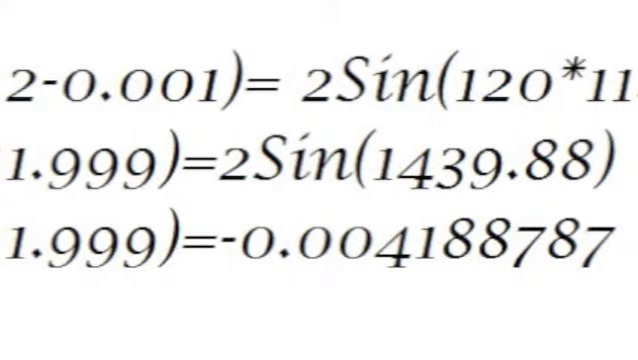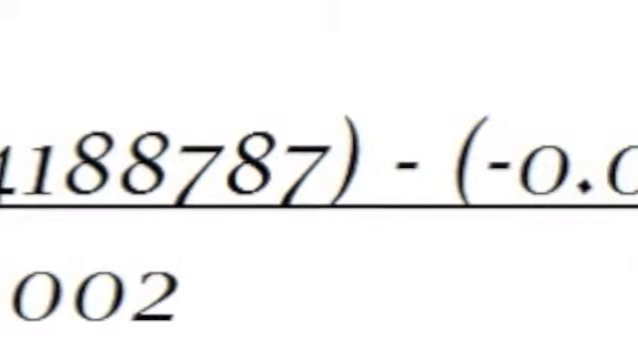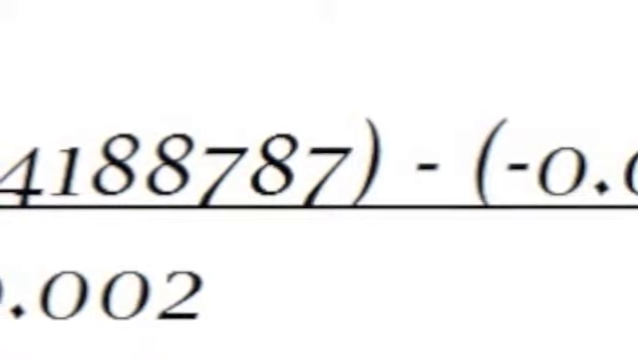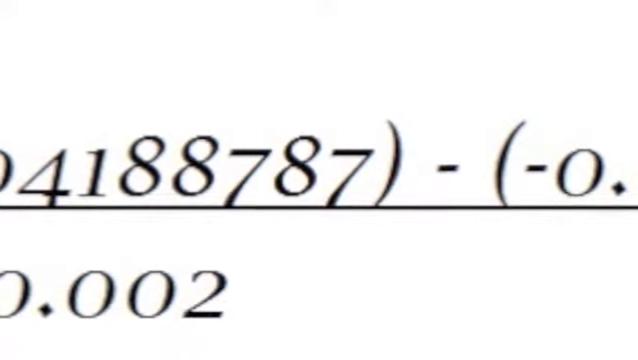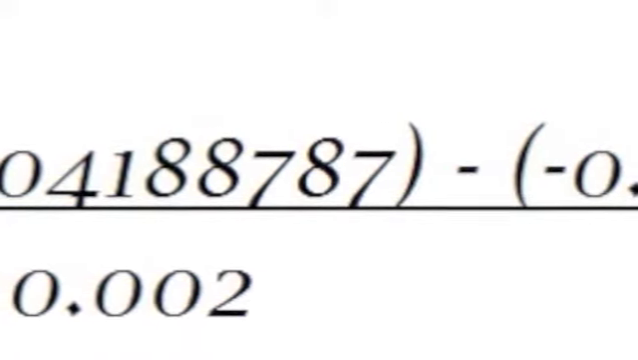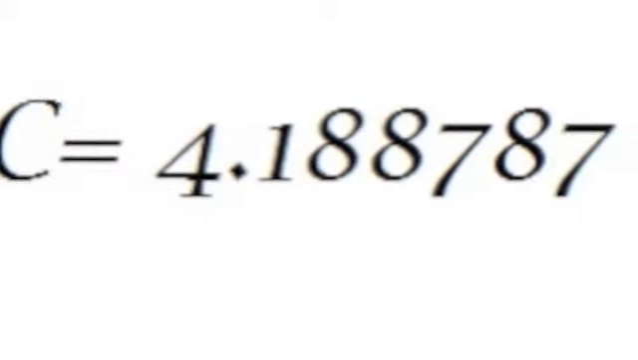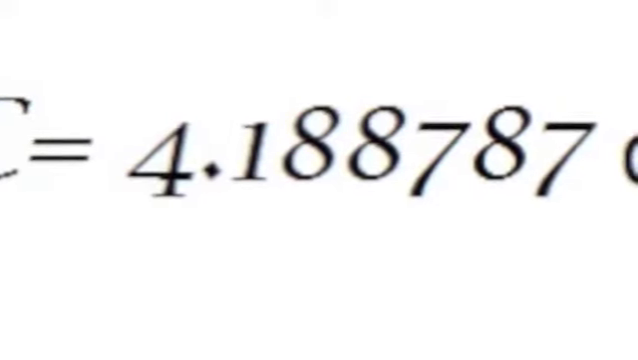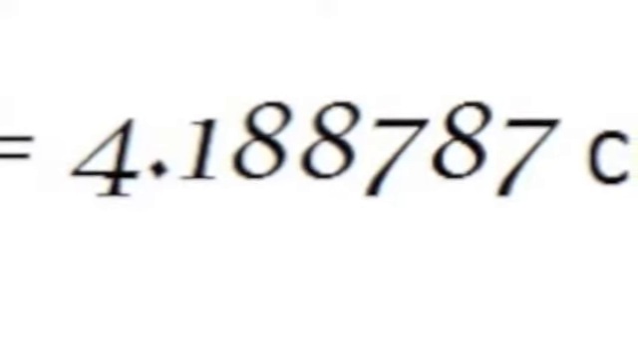Our equation should now look like this. This can now be simplified by using the double negative, adding the two values on the top, and dividing them by 2,000ths. At the end, you should get an answer of IROC equals 4.188787. It's important to remember that when we find the instantaneous rate of change, it is just an estimate.